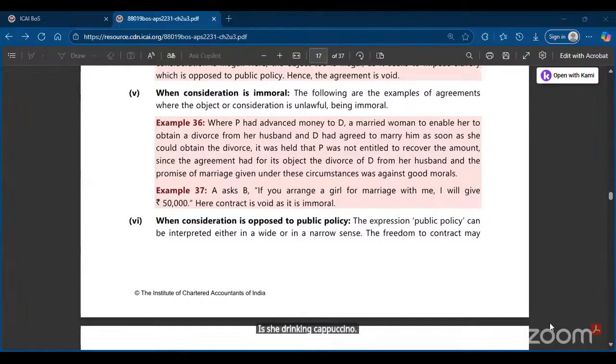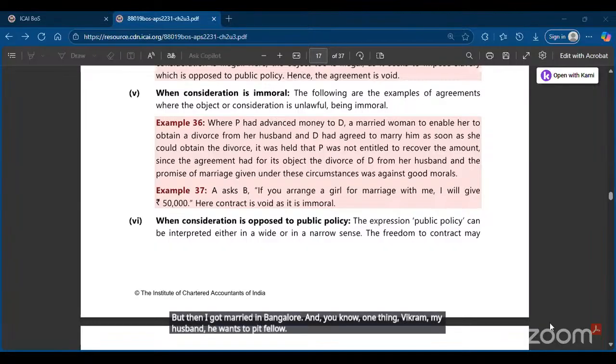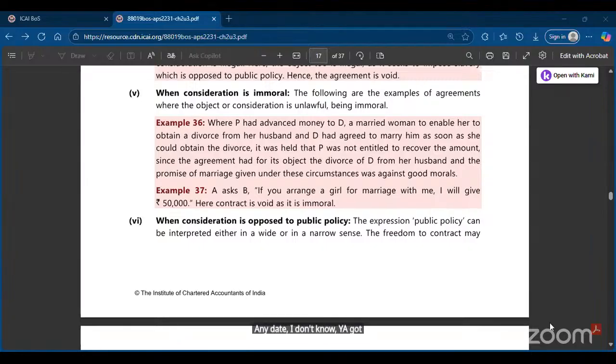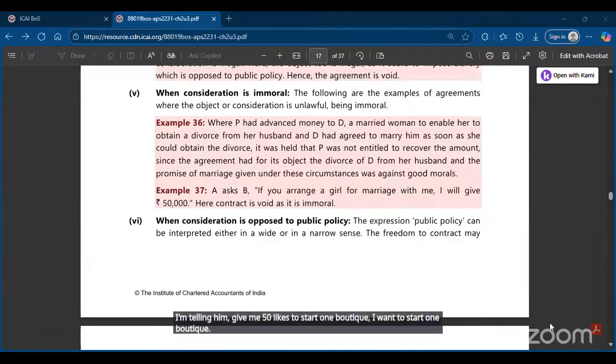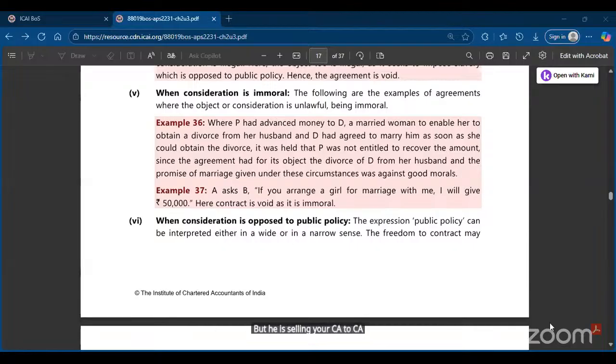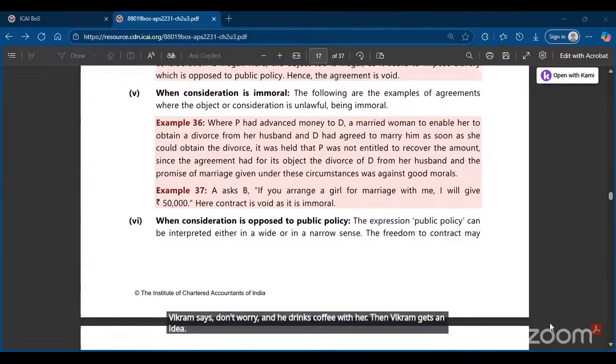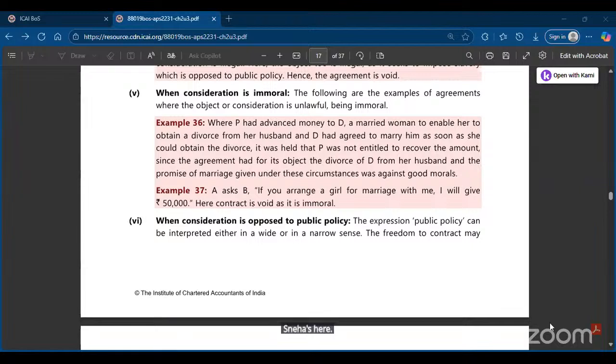He says, "Hi Sneha, how come you're here?" She says, "Yeah, Vikram, how are you? After such a long time. I was in Sirsi, but then I got married in Bangalore. And you know one thing, Vikram, my husband is one stupid fellow, an idiot. I don't know why I got married to him. I'm telling him, give me 50 lakhs to start one boutique, but he is telling me, you're a CA, do CA. I don't like the CA work." Vikram says, "Don't worry," and he drinks coffee with her. Then Vikram gets an idea. Vikram tells Sneha, "Sneha, see here. I always liked you from the beginning."